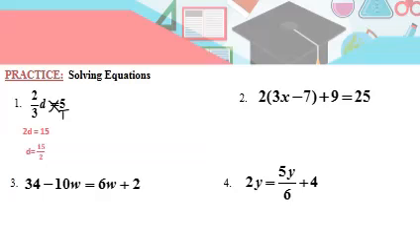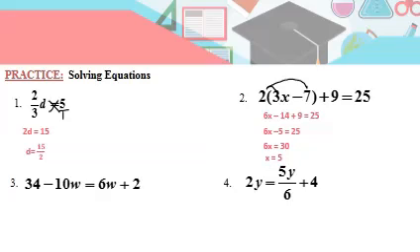In the second one, as you can see, the first thing you have to do is to expand. So simplify, you will get 6x minus 14 plus 9 equals 25. The second step is to take the variables to one side and the constants to the other side. So you will get 6x minus 5 equals 25, then 6x equals 30. And now you find the value of x, which is 30 over 6 equals 5.